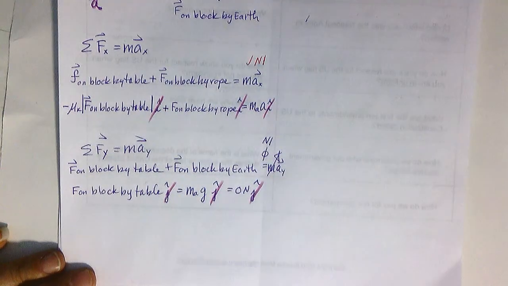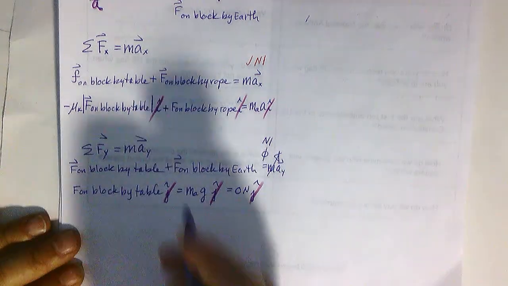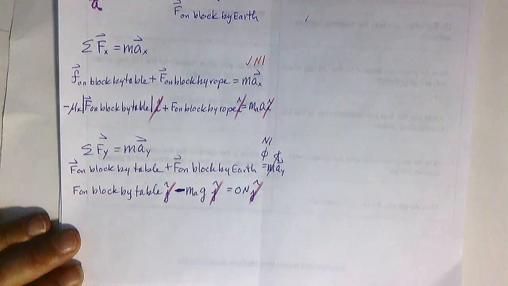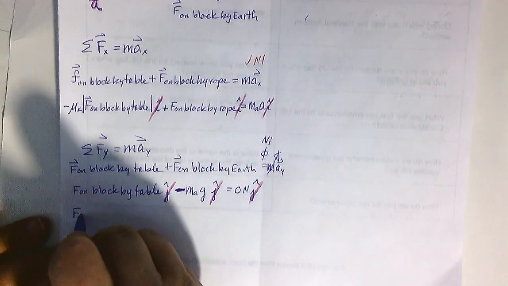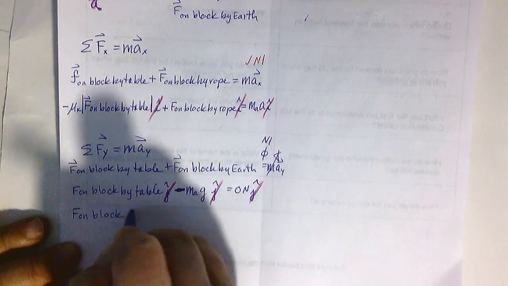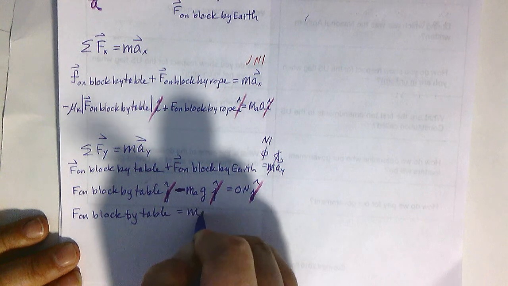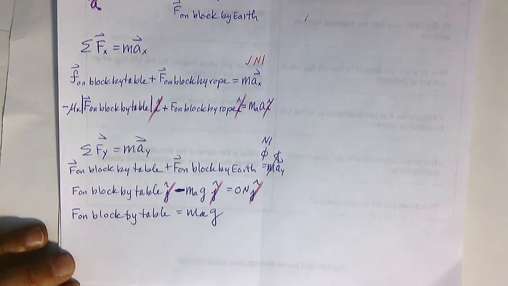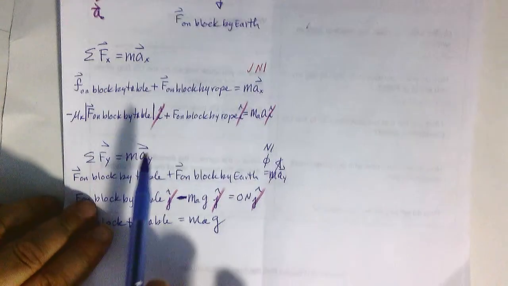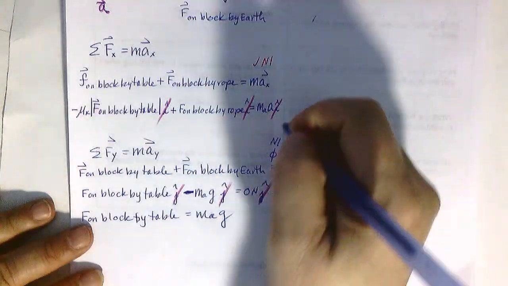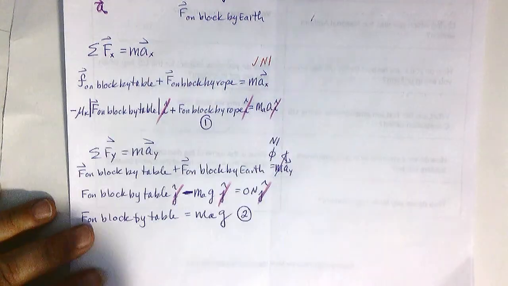We're going to cross out our unit vectors, and oh, I'm sorry, this should have been minus, not equals. Okay, and now we're going to add this to the other side. So force on block by table is equal to m sub a g. Now I can substitute this in up here, but I'm not going to do that just yet. I'm going to call this equation 1, and I'm going to call this equation 2.